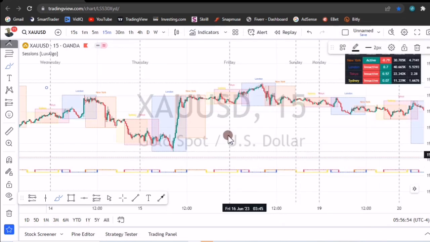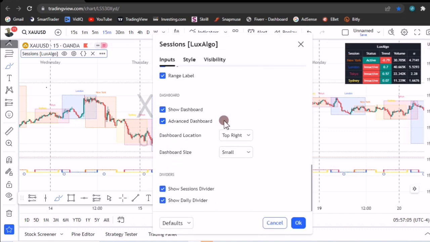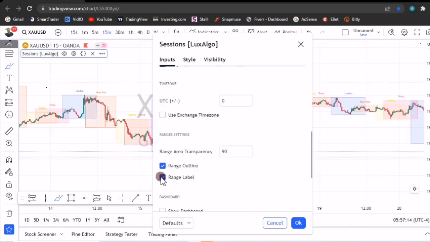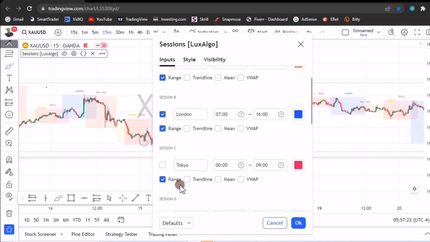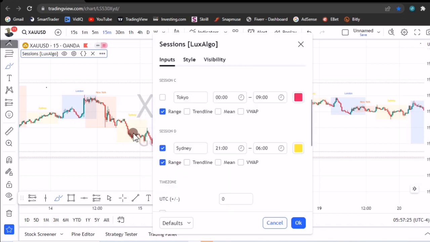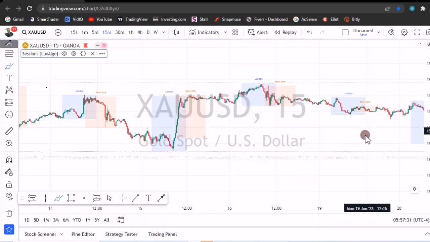This is what you are going to see, that the indicator is a mess, so we're going to put in a few settings so that we remove all the things that we don't need. Under inputs, just scroll down and uncheck the last 4 boxes. Uncheck all those, and then you leave range label and you uncheck range outline, and then you uncheck Tokyo and Sydney. Uncheck the last 2 sessions, we won't need them for gold, and then you click OK. Right now we have our indicator set.